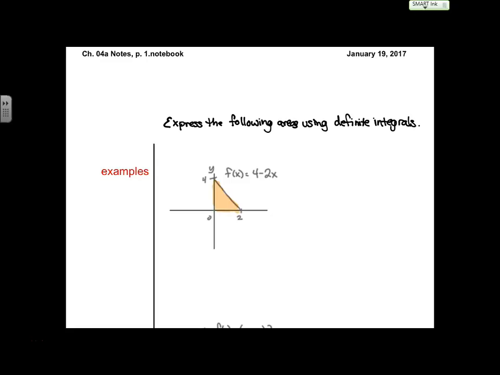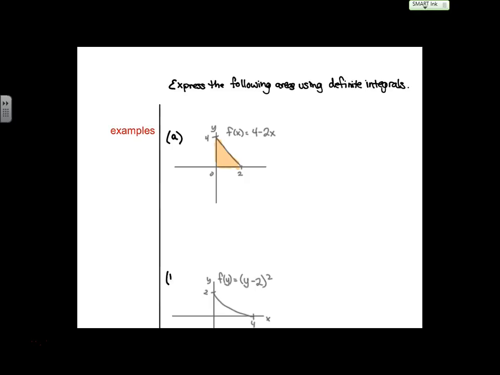Express that as a definite integral for example A using these directions. Then we'll also do the same with example B down here below. Express the area using a definite integral. You don't have to solve it, even though we could. It'd be easy. It'd be area equals 1/2 base times height. But that's not what I'm asking for, not this time. I'm just saying express the following areas.